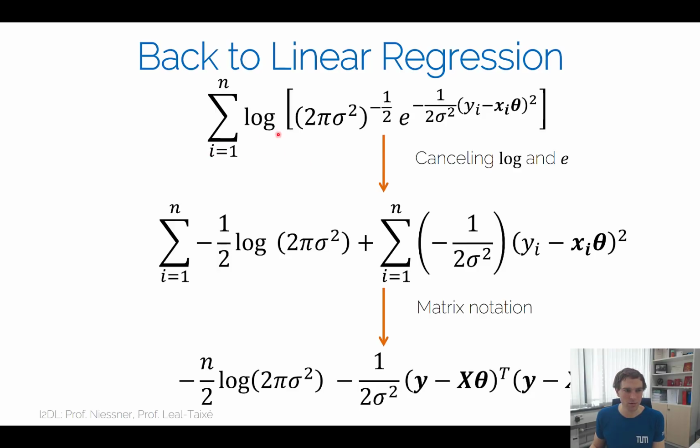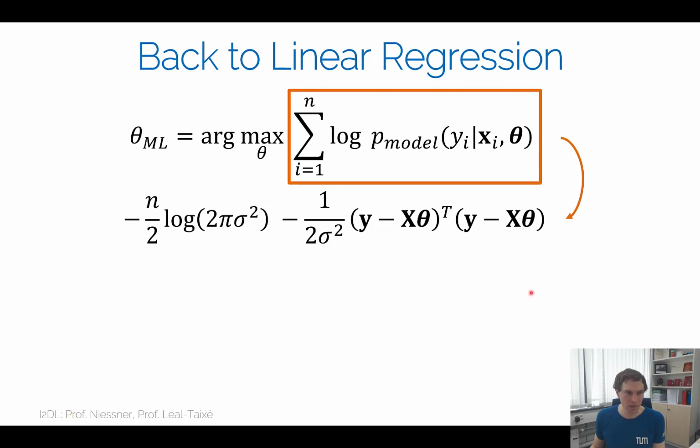So here we have the sum of the log probabilities. Log and e cancel out. So all that remains is basically yi minus xi theta squared. And we have some constant factor. By constant, I mean this one is not dependent on the x's. This is just dependent on the sigmas, basically. We can write it in matrix notation. Again, more matrix notation in the exercise session. So it's 1 over 2 sigma squared, right? Y minus x theta transposed, y minus x theta.